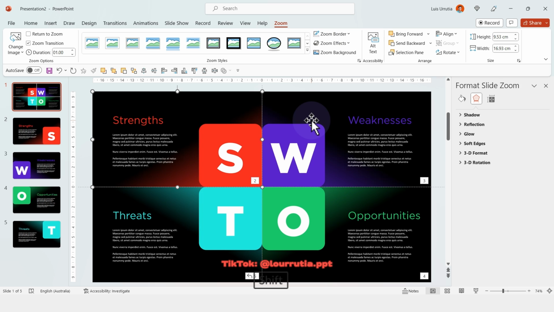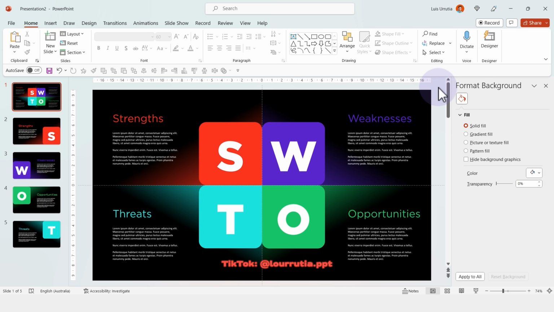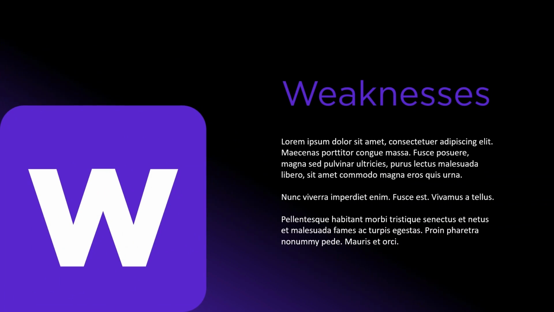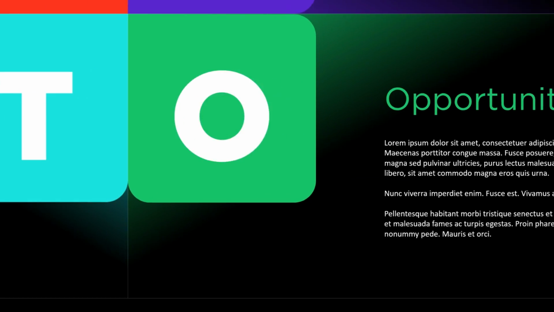Then select all of them holding shift, and let's get rid of the zoom border here. Click on no border, and you're done. You have just created this awesome SWOT slide in PowerPoint, and you can actually click it. It works if you click on each of the pieces.